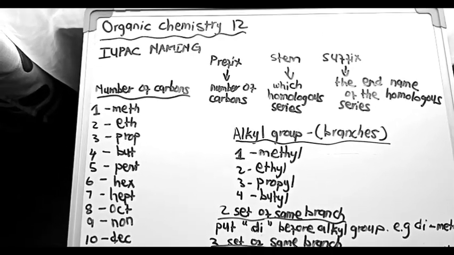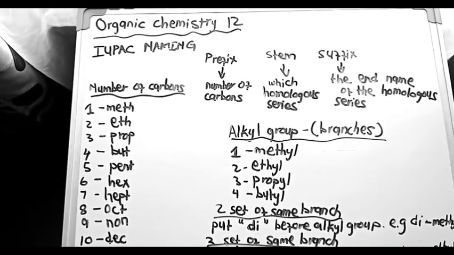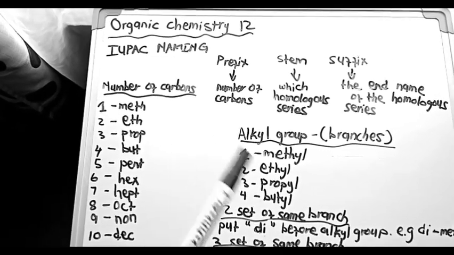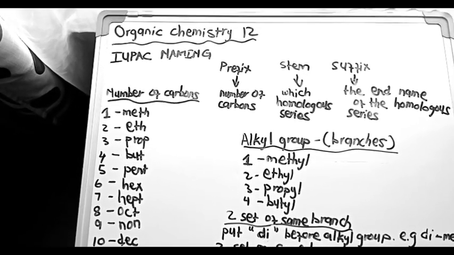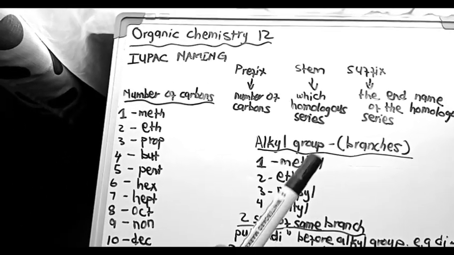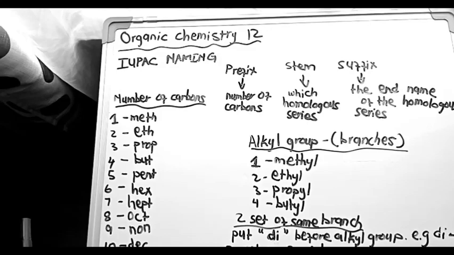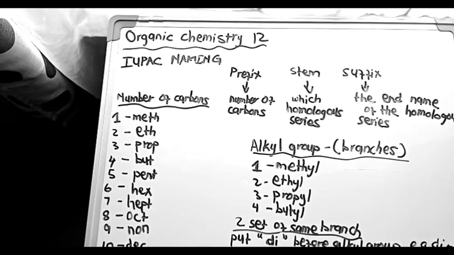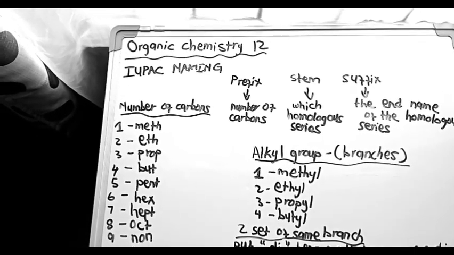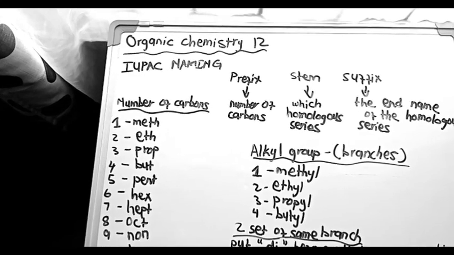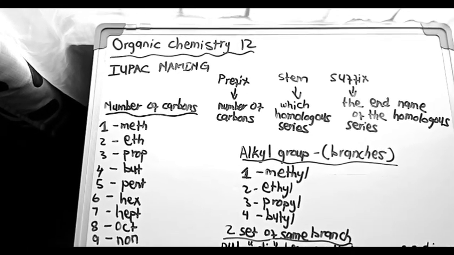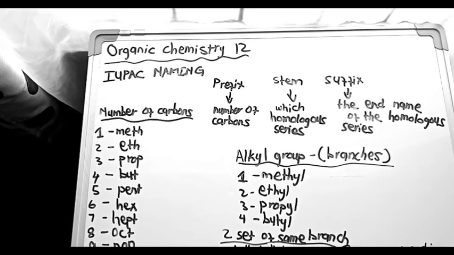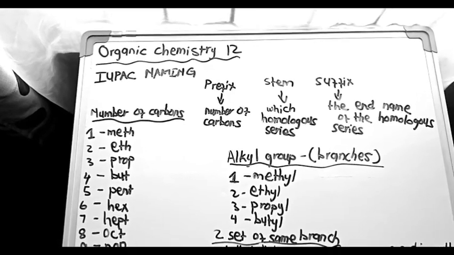Another highlight is that whenever we are naming, you should have a prefix, a stem, and also a suffix. The prefix stands for the number of carbons. The stem represents which homologous series, the family. The suffix represents the end name of the homologous series. So if ever you forgot the end name of different homologous series, you should go back to the previous videos whereby I entailed different homologous series and also their end names.